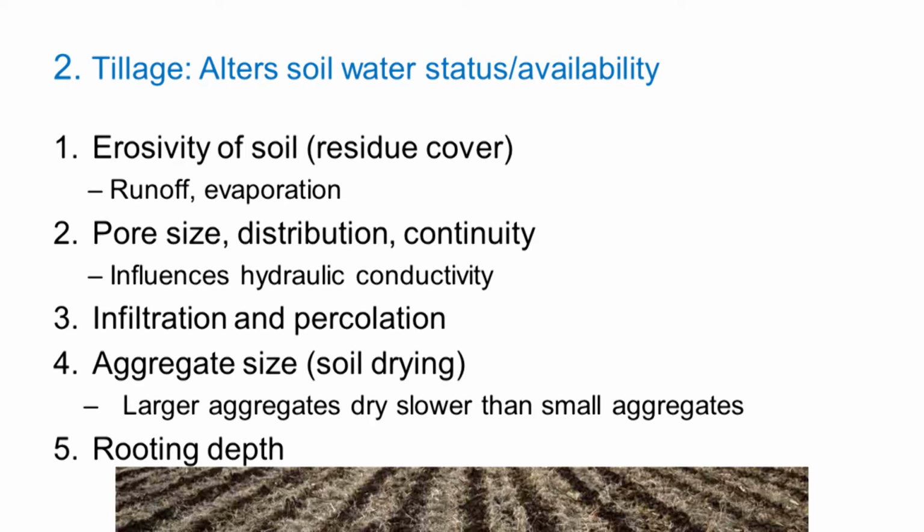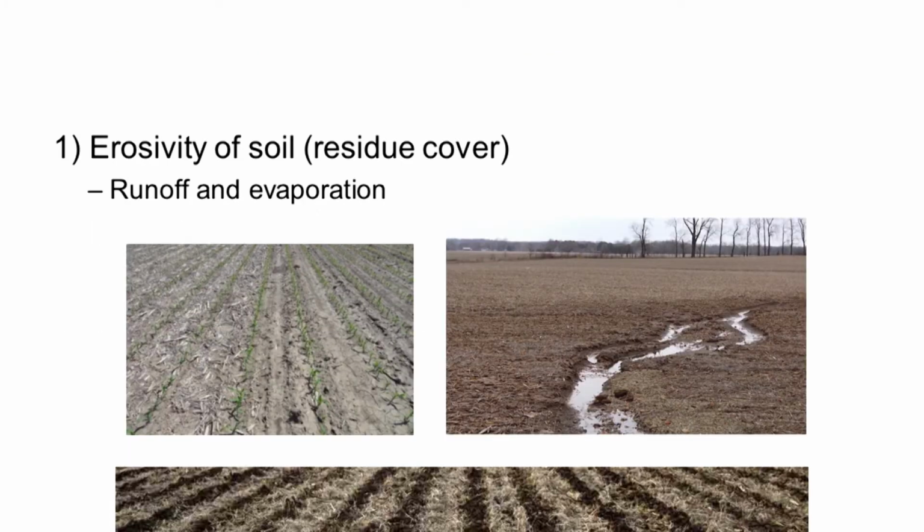Tillage also influences cropping systems through its impact on soil water status and availability. It does this through 5 main pathways. Let's just talk about each one. The most obvious one is that to the extent that tillage buries and incorporates residue, it will increase the erosivity of soil, just by reducing residue cover. It's going to increase water erosion and surface runoff. It will also increase evaporation, again, because of that mulch effect that residue cover would have.